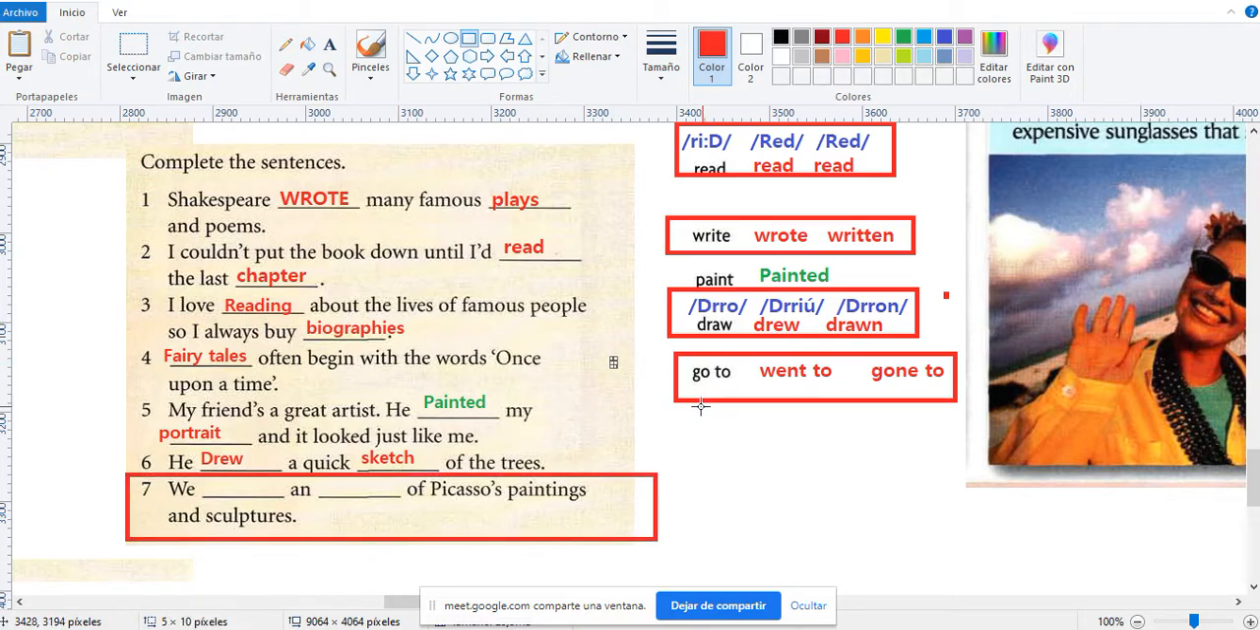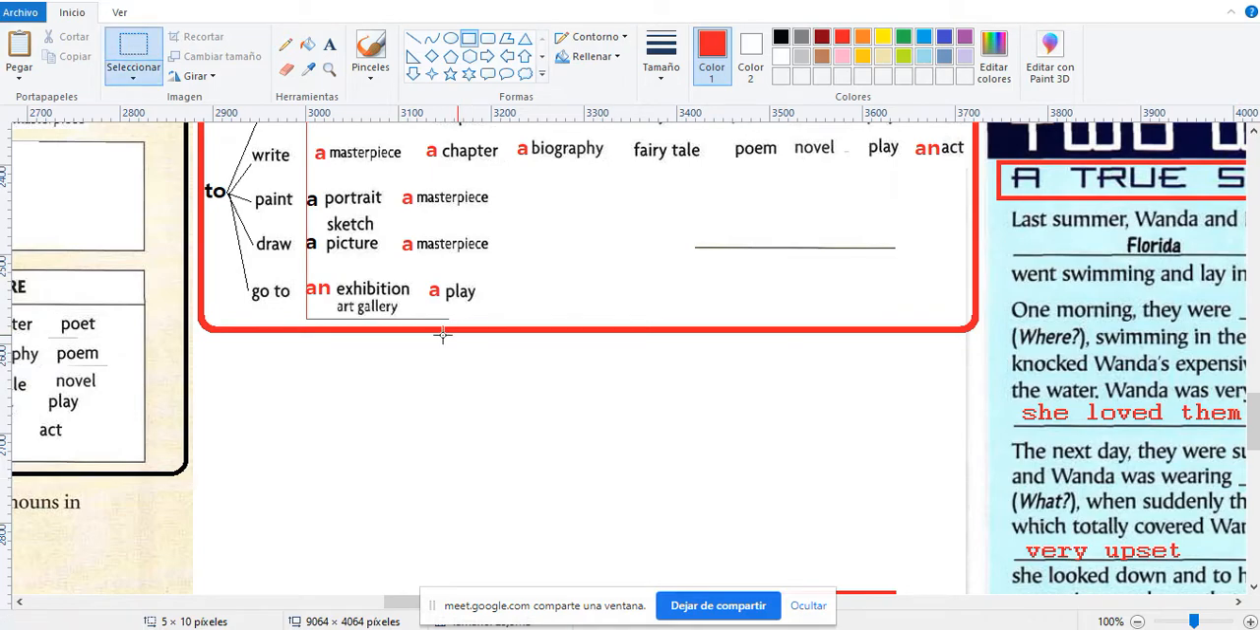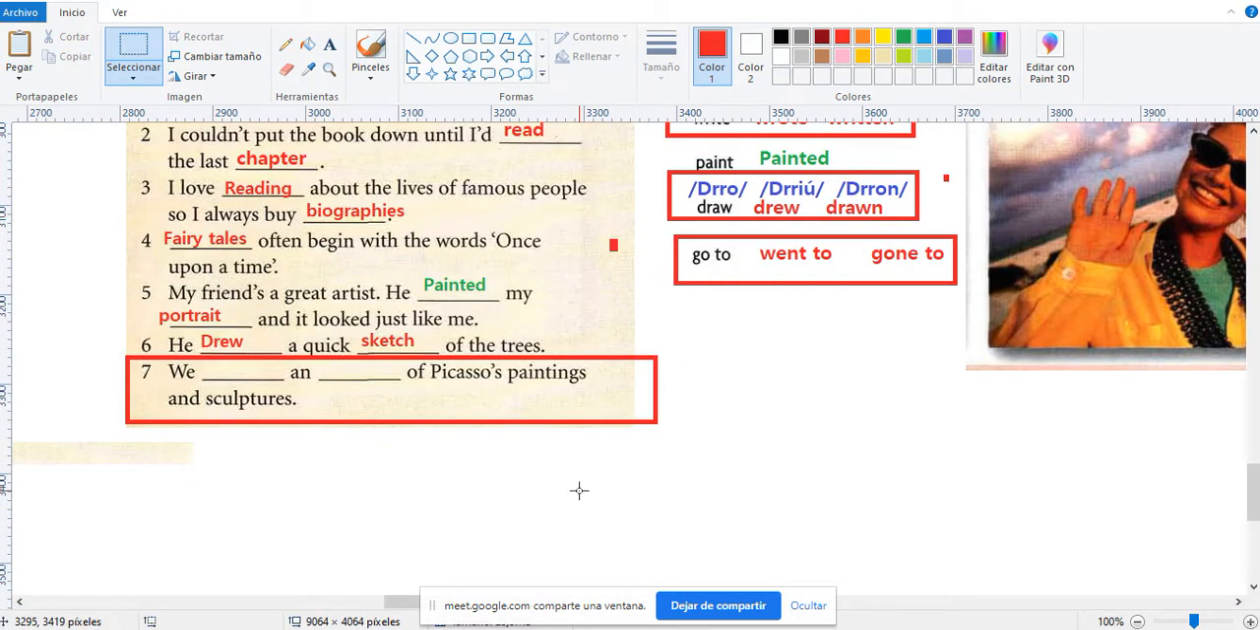Puede ser perturbador. Ok, we ... of Picasso's painting and sculpture. We... No, es como nosotros fuimos a una cosa. ¿A qué cosa fue? Si se puede ir a estas tres cosas. Se puede ir a an exhibition, play. Se puede ir a una play, pero esta no es una play, que Picasso no hacía obras de teatro.